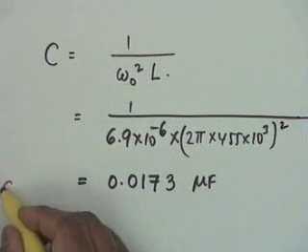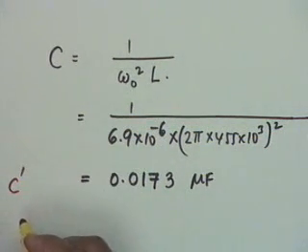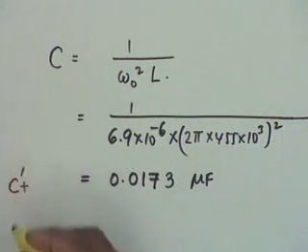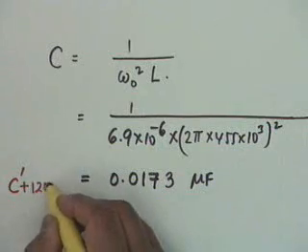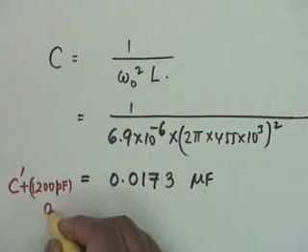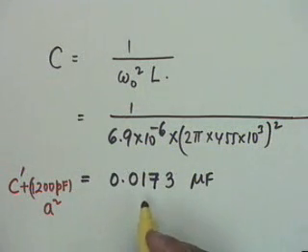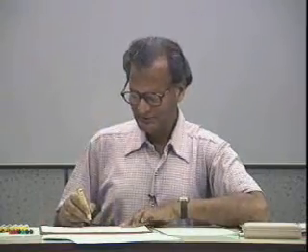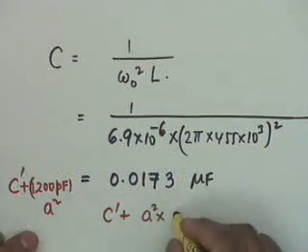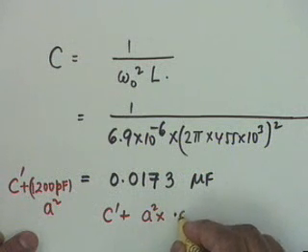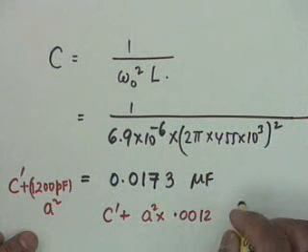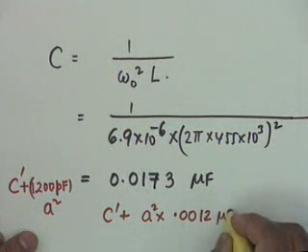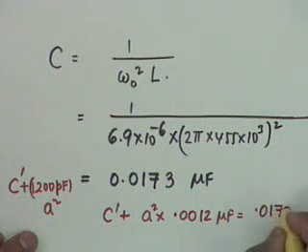Okay, and C, as you know, is C prime plus, did we find it out? 1200 pF multiplied by S squared. Now, you look at now a designer's common sense. C prime plus S squared multiplied by 1200 pF means how many microfarads? 0.0012 microfarad is equal to 0.0173 microfarad.